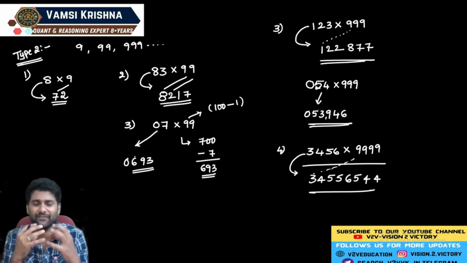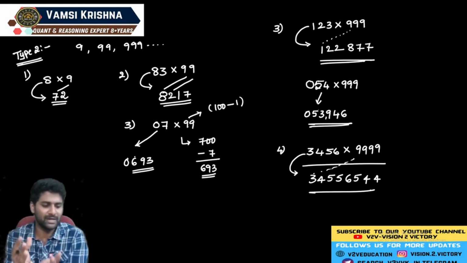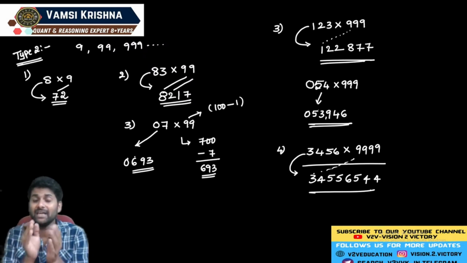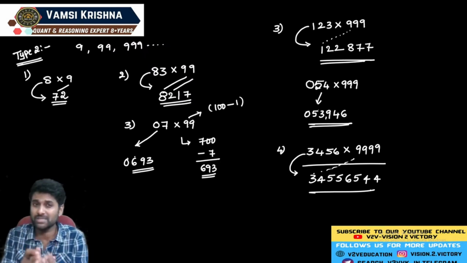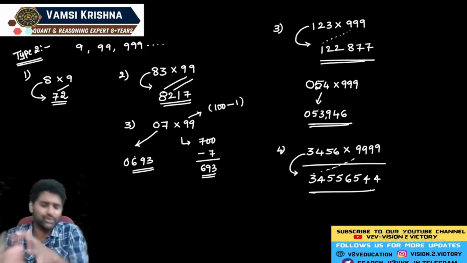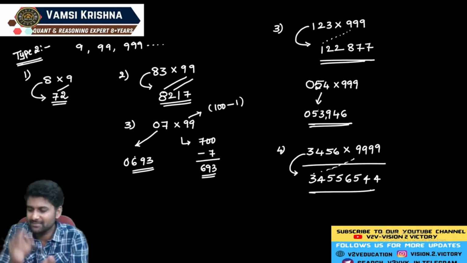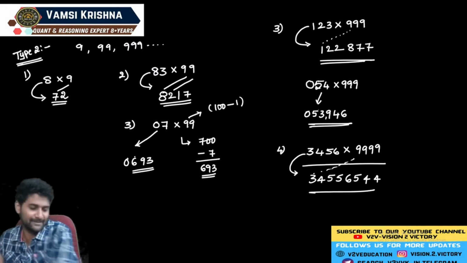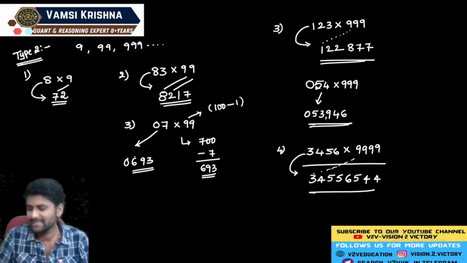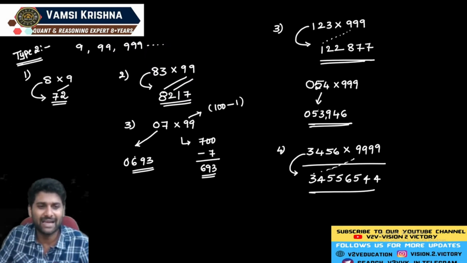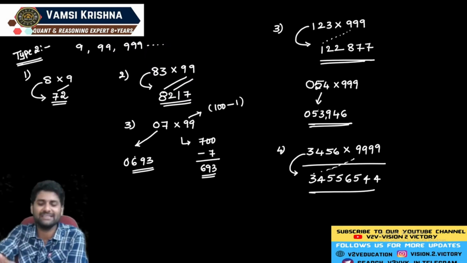So in this way, guys, if any single-digit number is multiplied by 9, or a single-digit or two-digit number is multiplied by 99, or a single-digit, two-digit or three-digit number is multiplied by 999, you should understand: take the previous number, then find the difference of those numbers, and take it side by side. So this is type 2 calculations, guys, for numbers multiplied by 9, 99 or 999.